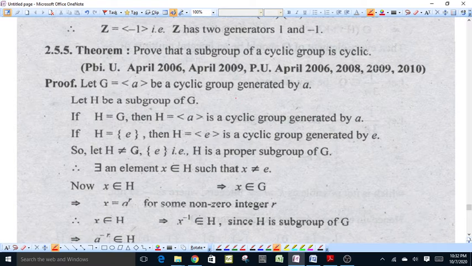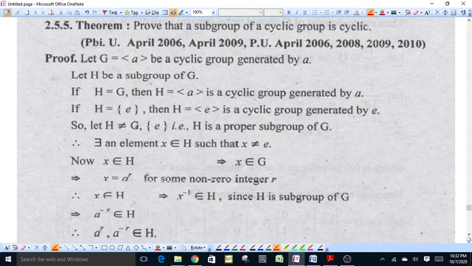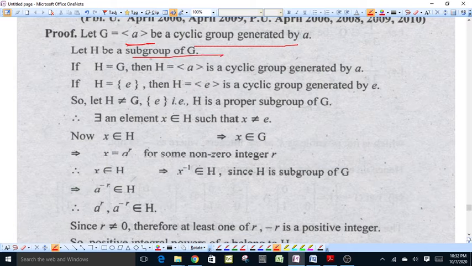Now, next is the theorem. Prove that a subgroup of a cyclic group is also a cyclic group. Suppose G is a cyclic group generated by A and H is a subgroup of G. Then if H is equal to G, then H is also generated by A and is also a cyclic group. And if H is equal to E, having only one element, the identity element E, then H is also a cyclic group generated by the identity element.